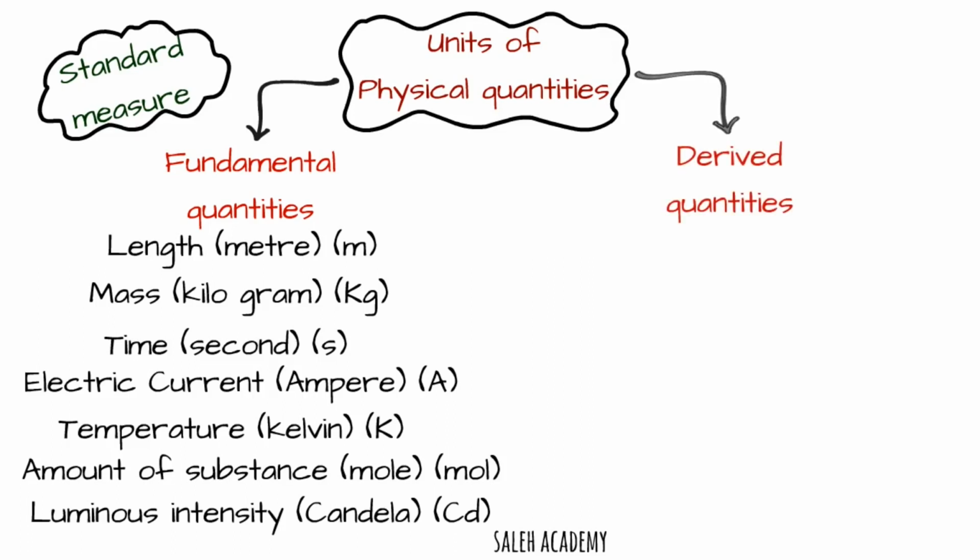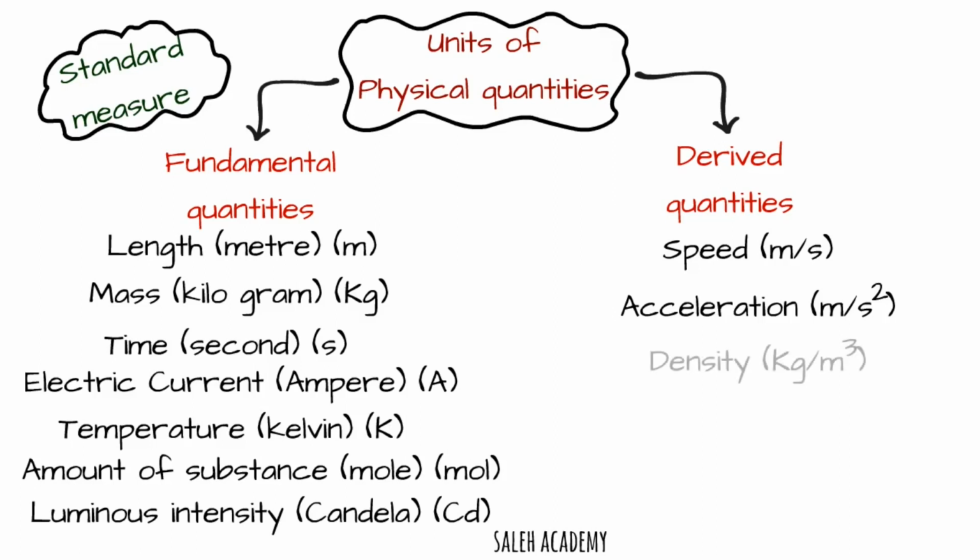Now we will see the units of derived quantities. As you can see, to measure the derived quantities, we need more than one unit to measure a particular derived quantity. For example, to measure the speed we need length upon time. Therefore, there is m/s as a unit. Similarly, to measure the acceleration, length is divided by the square of time. Hence, we can see there is meter per second squared as a unit.